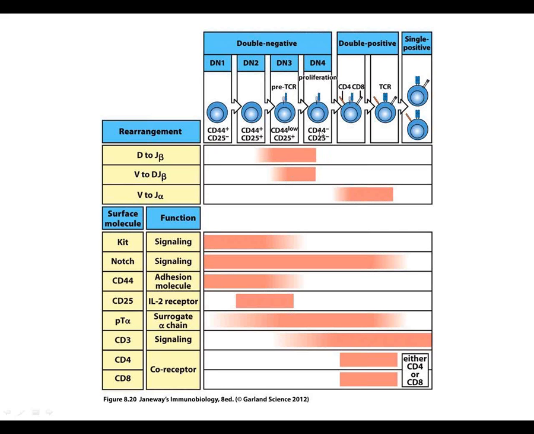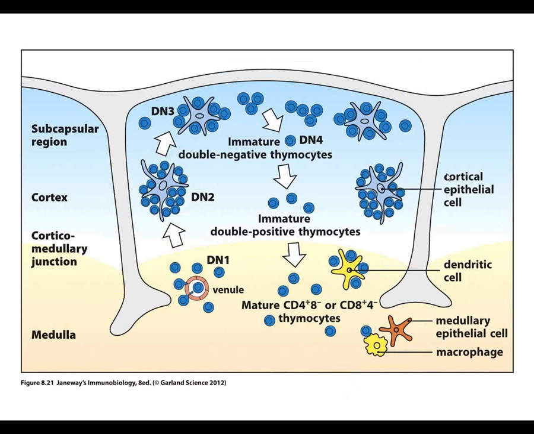You're going to get some proliferation. You're going to lose both CD44 and CD25. Then you're going to become double positive. At this stage, all the mechanisms to allow for rearrangement have to be turned back on so you can rejoin the alpha chain, that V to J. And then you can have a fully functional T-cell receptor. Of course, at that point, you're going to lose one of CD4 or CD8, and you're going to have a single positive T-cell.